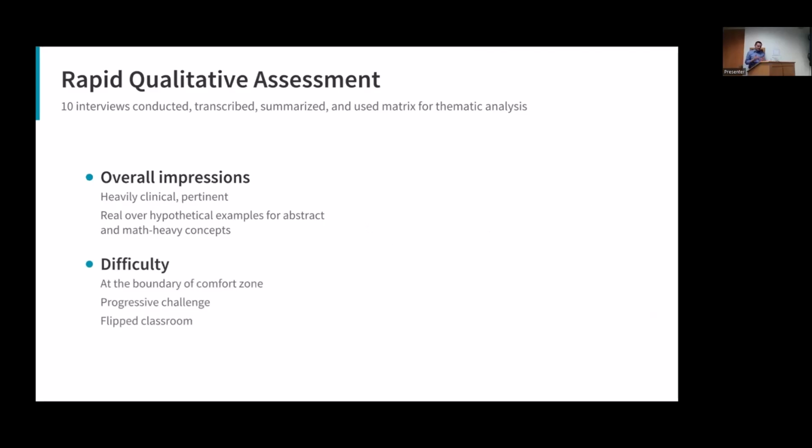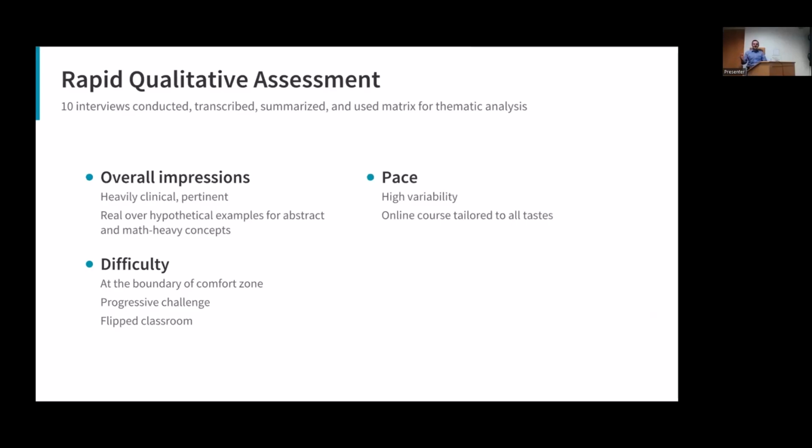Then they felt that they like to operate at the boundary of their comfort zone, that we push the boundary a little bit further through this course, and the challenge was progressive. So they didn't feel like they were lost because it built up the complexity slowly. They liked the flipped classroom approach: reading the case, putting their nickel down, and then watching the video and learning about the concepts afterwards.